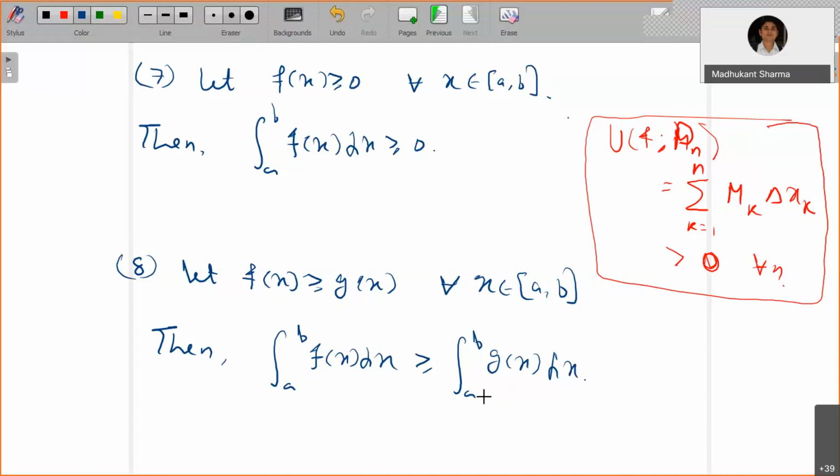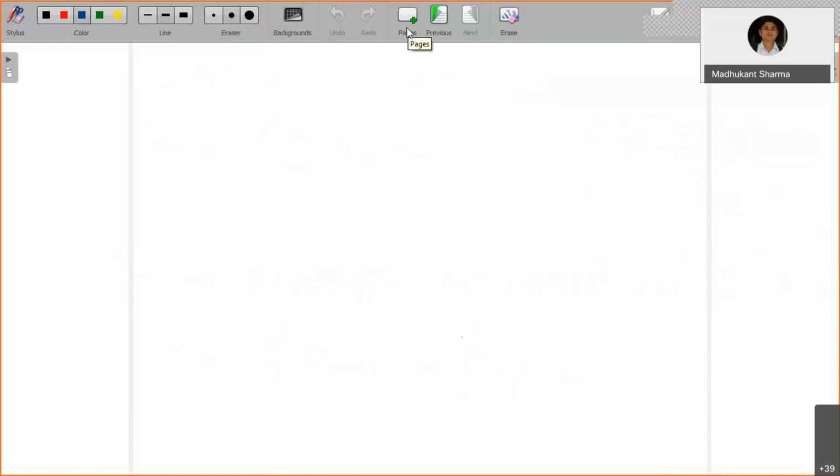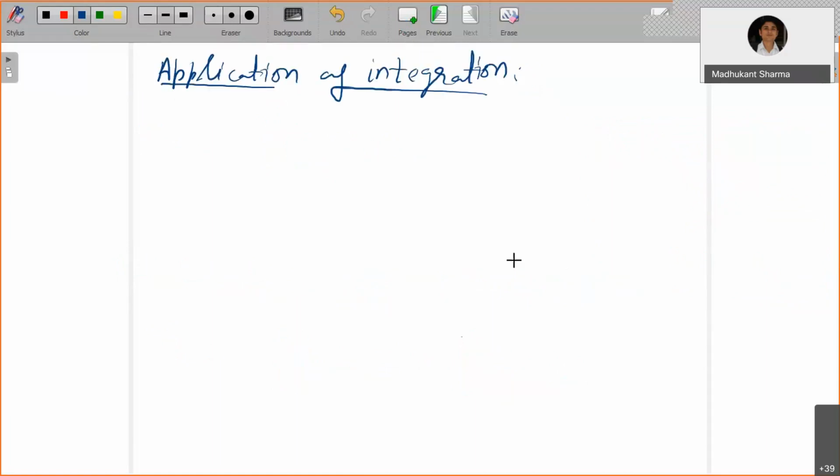Right, so these are the properties of the definite integral. Now what we are interested in are some of the applications of integration. Some of the applications you are already aware of, like area under the curve. So the first application is area under the curve, that we have already seen.